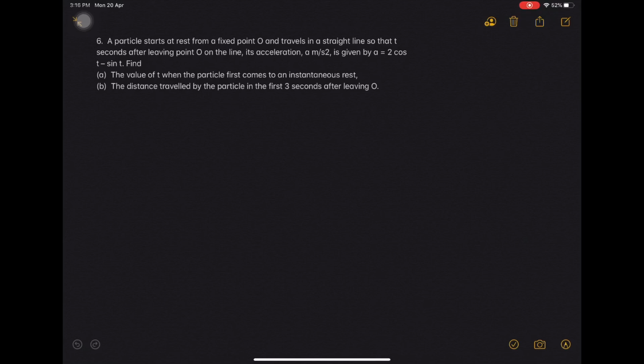So now we're going to go on with the last question, and we have this particle that starts at rest from a fixed point O. It starts from a fixed point O, or origin, and travels in a straight line so that t seconds after passing through point O on the line, the acceleration is given by this equation. We're going to find t when the particle first comes to rest, instantaneous rest. This means that we want to find my velocity first, right? We want to find the velocity equation, but we are given my acceleration equation.